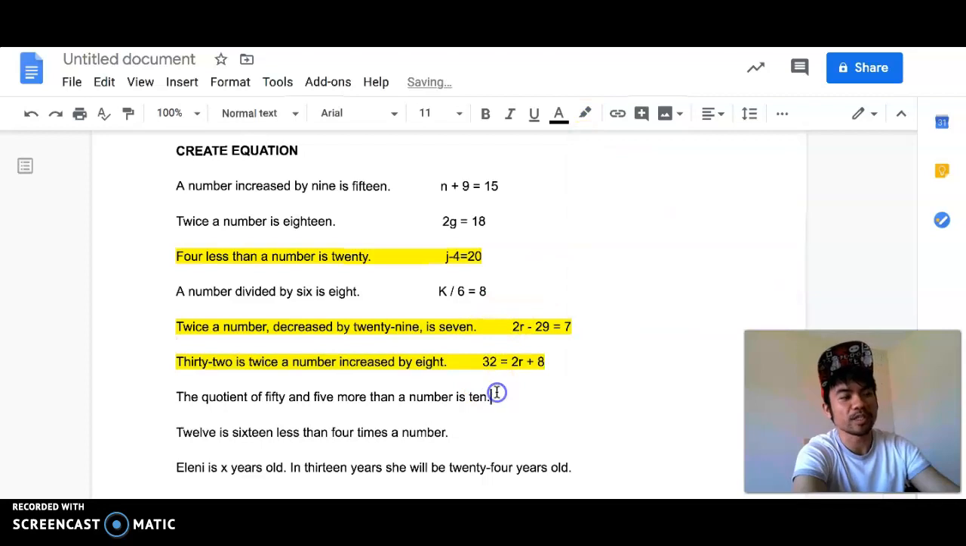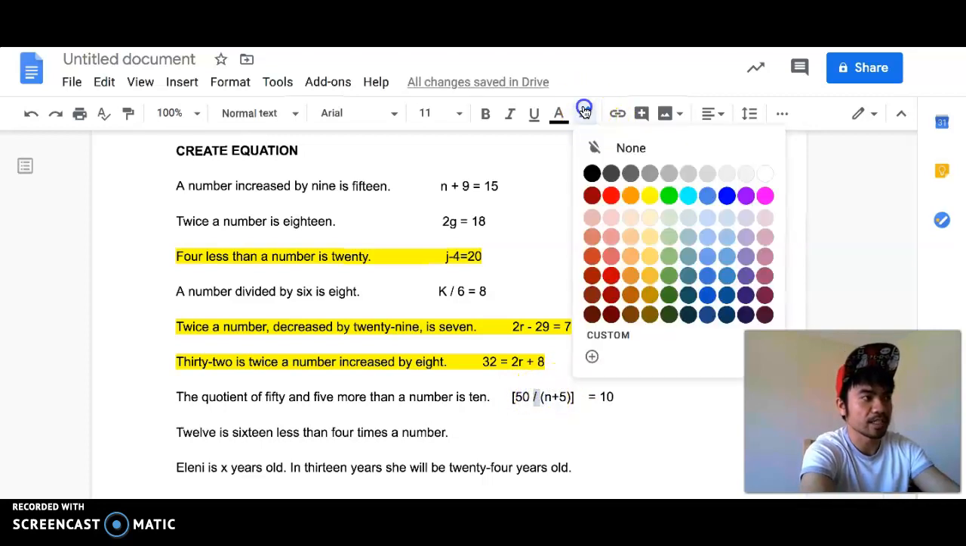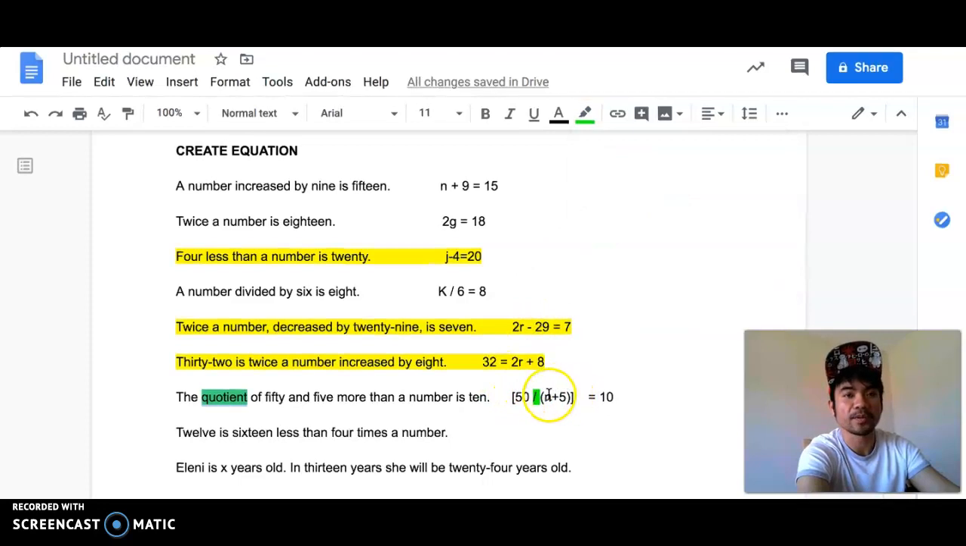Okay, now this one is very tricky. The quotient. What's the quotient? Quotient is division, isn't it? The quotient of 50 and 5 more than a number is 10. So it's actually 50 divided by 5 more than a number. So it's actually n plus 5 equals 10. So let's read this again. The quotient, so I'm just gonna color this differently. The quotient, okay? The quotient of 50 and 5 more than a number is 10.